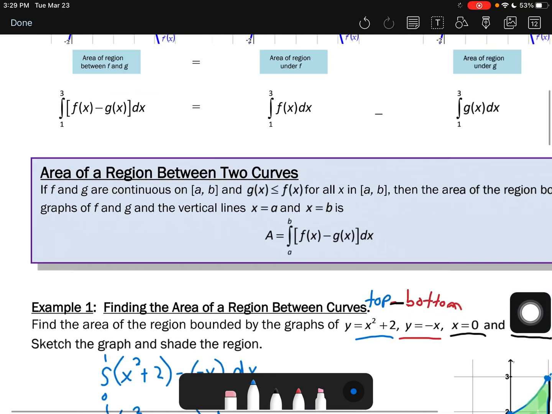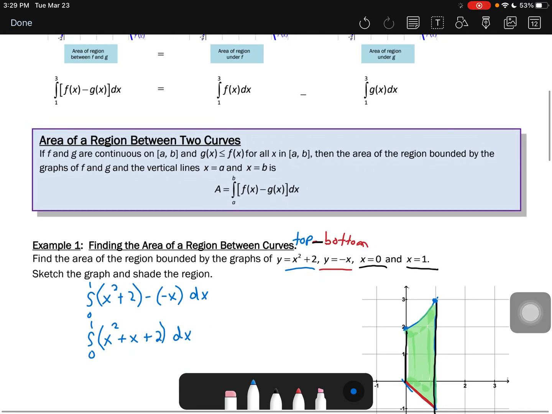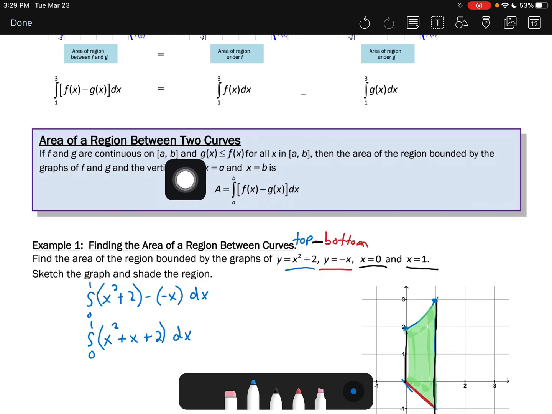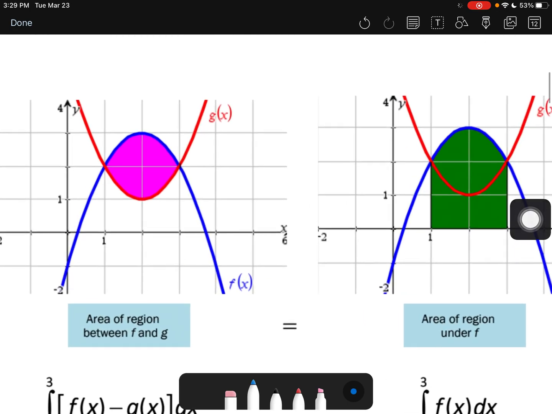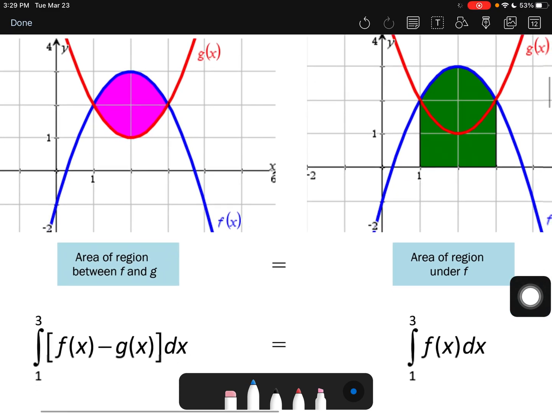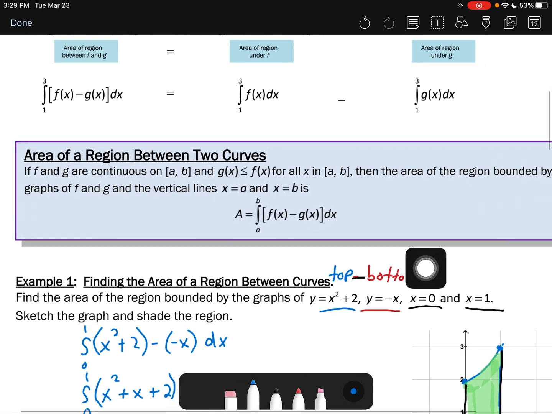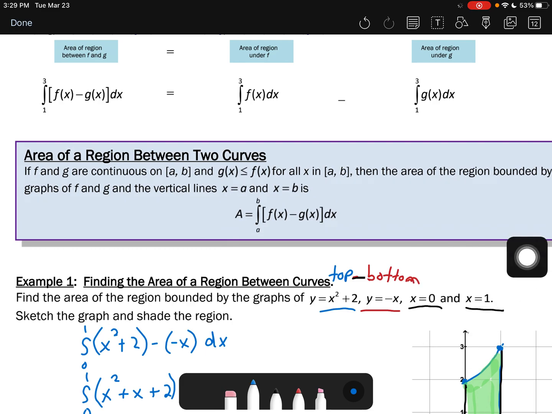Okay, so that's what this statement reads right here. If f and g are continuous functions where g is less than f, then we'd subtract in this order, f of x minus g of x. The area of the region bounded by the graphs of f and g, and the vertical lines x equals a and x equals b, meaning the bounds of your integral. A lot of times those are determined by where the functions intersect, and here they intersect at x equals 1 and x equals 3. That's typically how you find your bounds, unless you're told some other information.